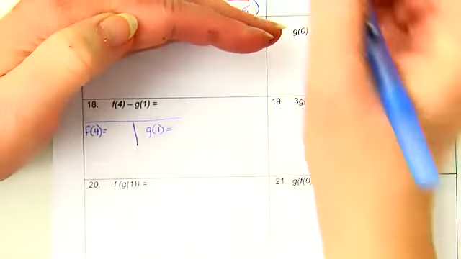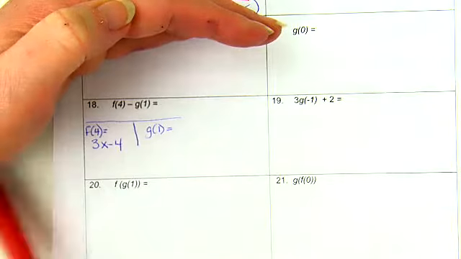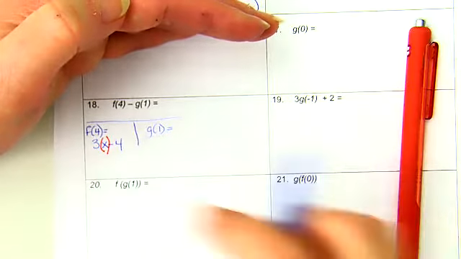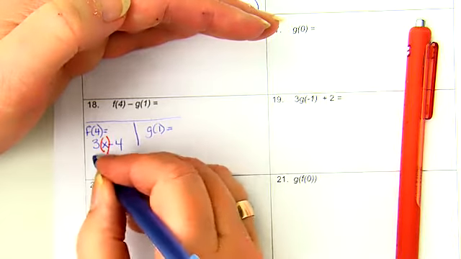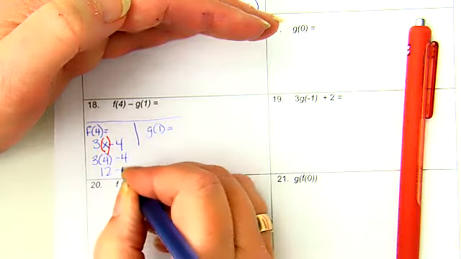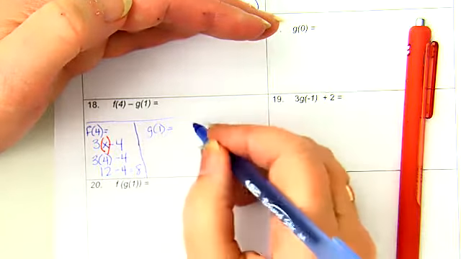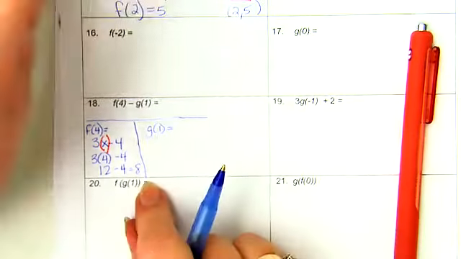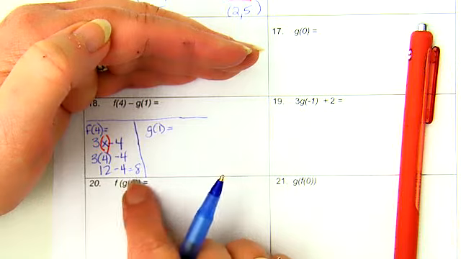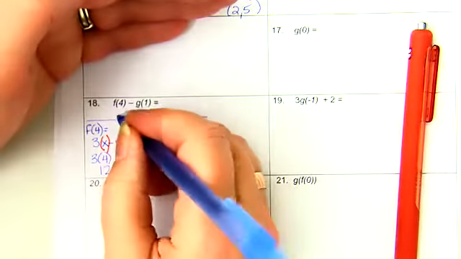So F of 4, so I go up to F, that is 3x minus 4. That's the function rule. I find the letter X, put some parentheses around it, and now I'm going to put the 4 in there. 3 times 4 minus 4, 12 minus 4. This one is 8. Didn't give myself much room there, did I? So 3 times 4, and then 12 minus 4 is 8. Now that's just this part.